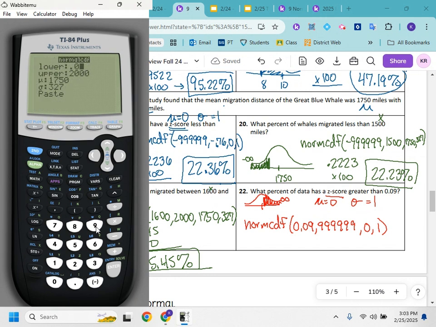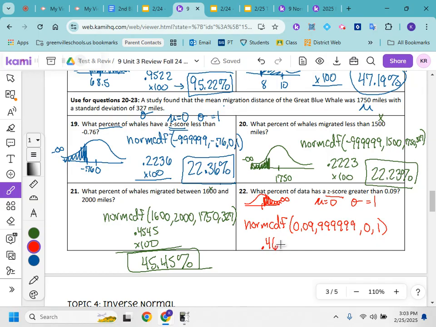0.09, 1, 2, 3, 1, 2, 3, 0, and 1. Should be close to 50. 46%. 0.4641 times 100, 46.41%. Okay, that's that page. One last page to go.